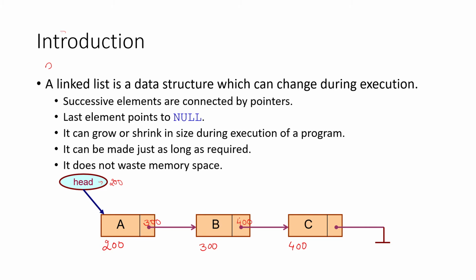Okay, then the next node address is stored in this field. Through this I will reach the next node. Okay, as the last node here does not point to any other node, it contains an invalid address, and this invalid address in C or C++ is indicated by null.